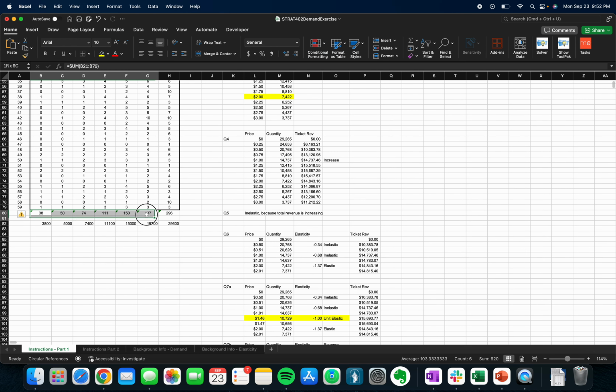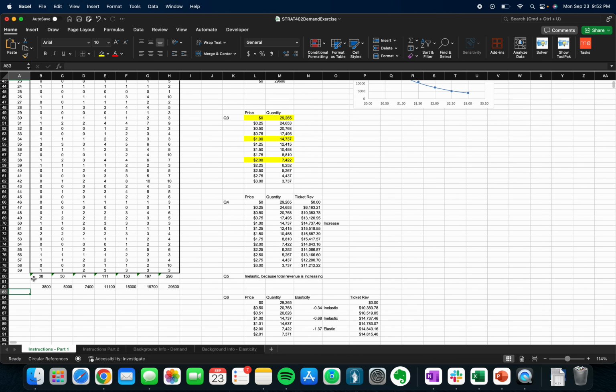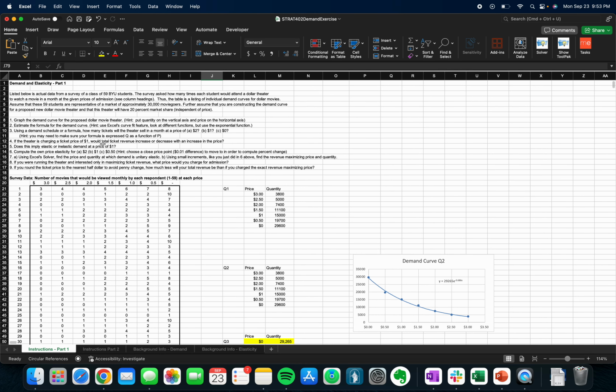Down at the bottom, in the table, we summed up the number of moviegoers for each price. To scale this survey to the real market, I took the number we were given and multiplied it by 30,000 over 60, the 30,000 moviegoers divided by the 60 they studied, to give a correct market sizing. I multiplied that by 0.2 because they would own about 20% of the market share. So that's where these numbers come from. That's a little bit of an overview before I get into these questions.